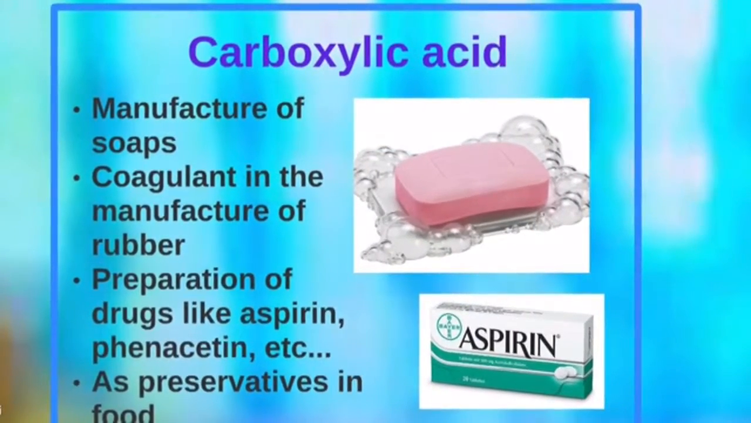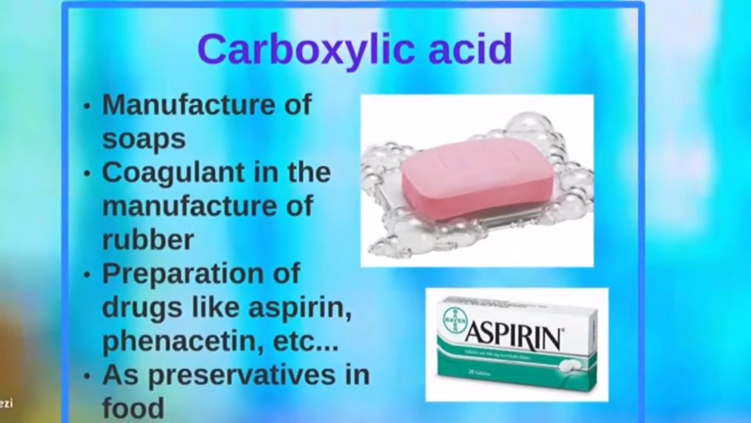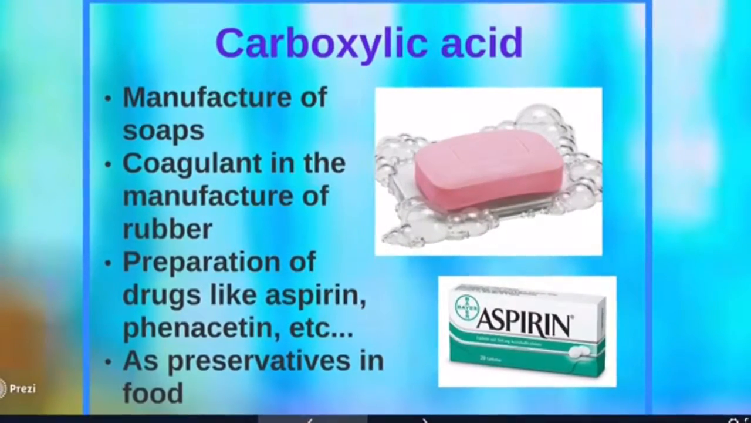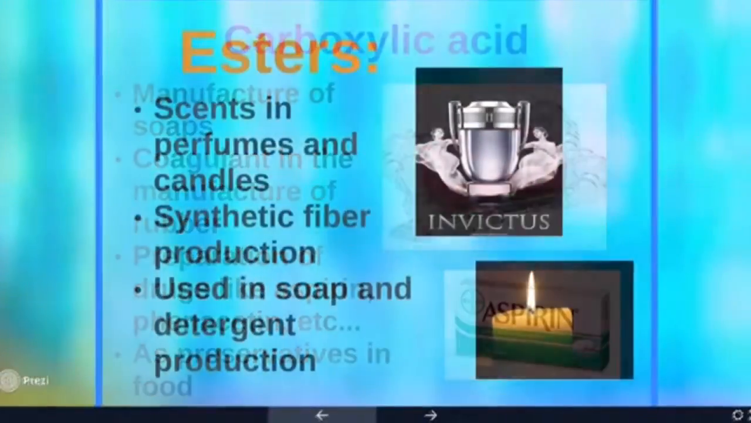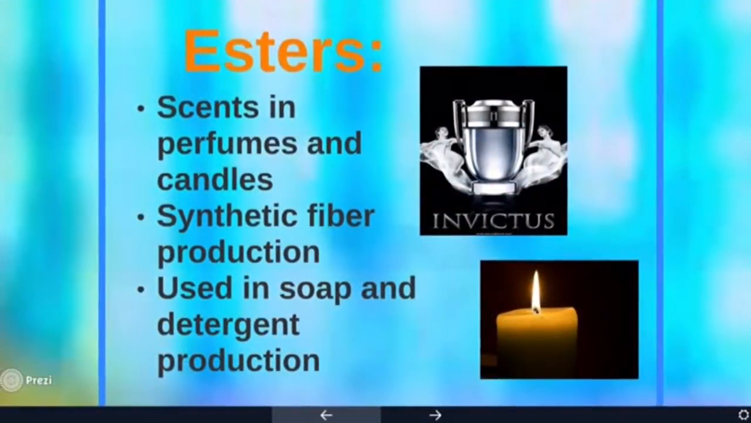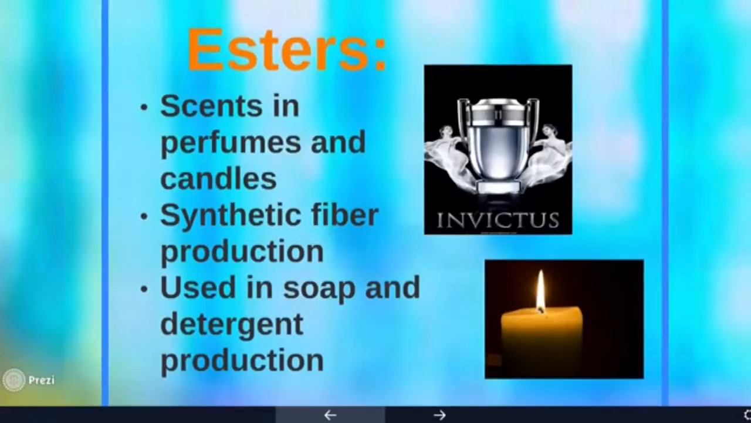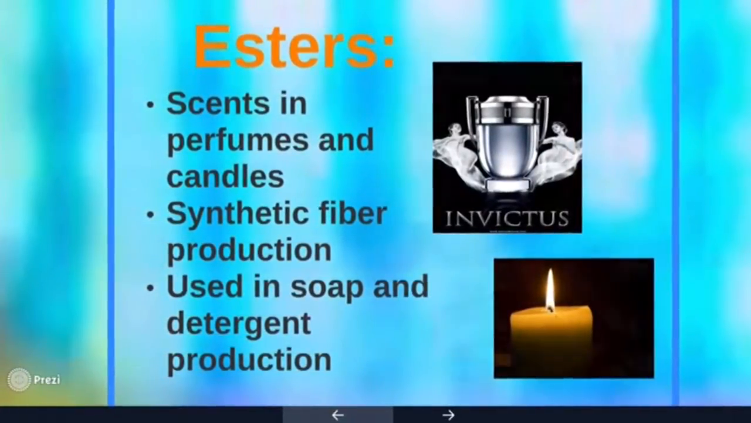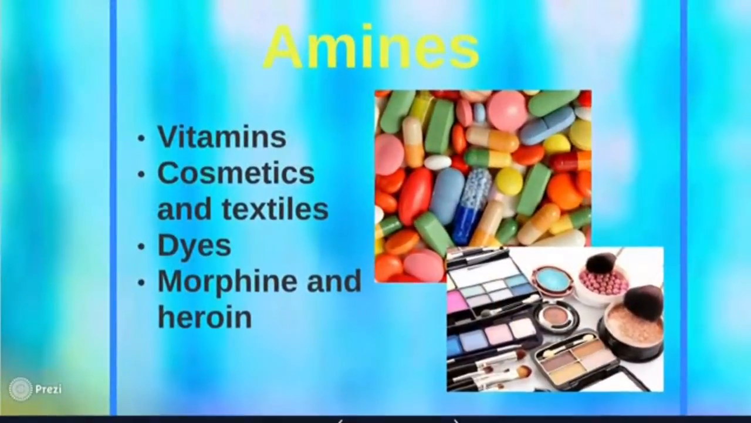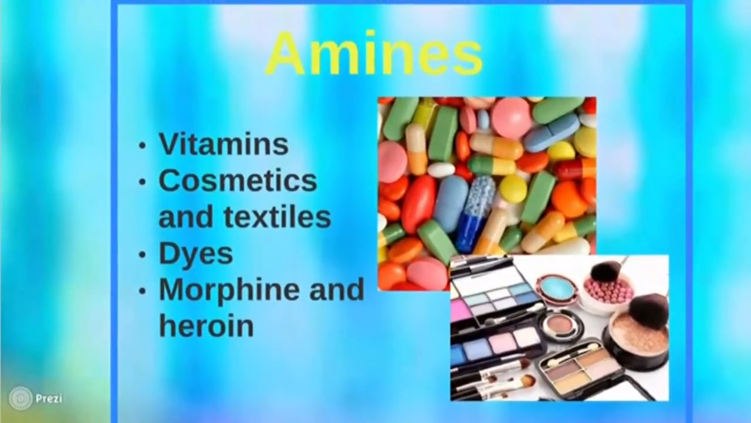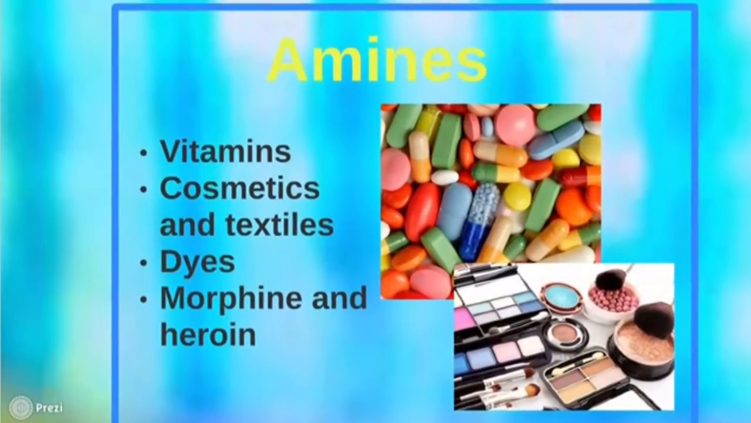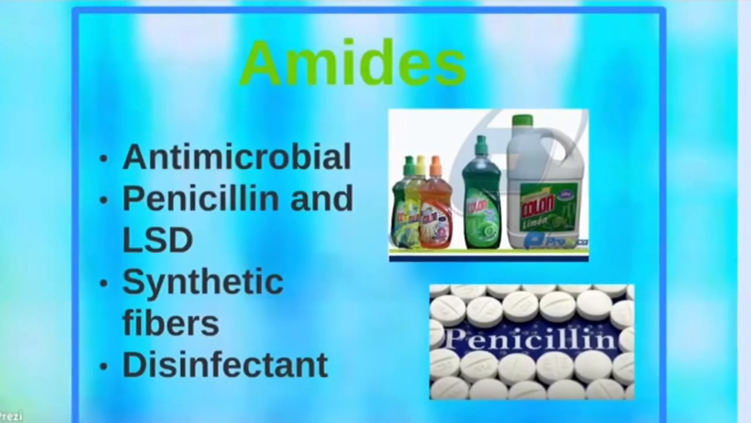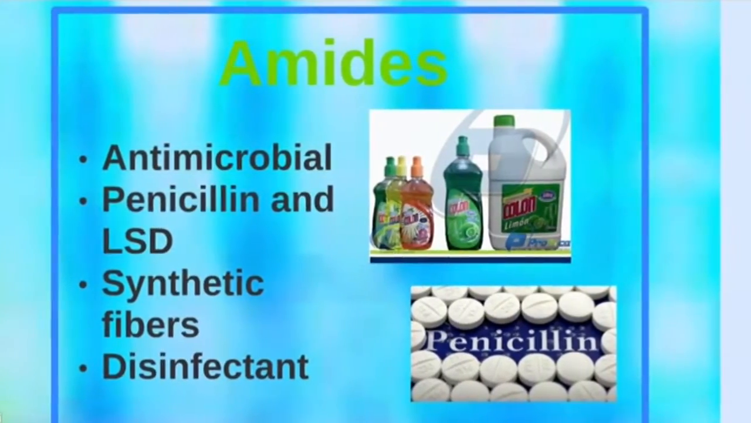Carboxylic acids are used in the manufacture of soaps, as coagulant in the manufacture of rubber, in preparation of drugs like aspirin, and as preservatives in food. Esters are used in scents, in perfumes and candles, synthetic fiber production, and in soap and detergent production. Amines are used in vitamins, cosmetics and textiles, dyes, and morphine and heroin. Amides are used in the production of antimicrobials, penicillin and LSD, synthetic fibers, and disinfectant.